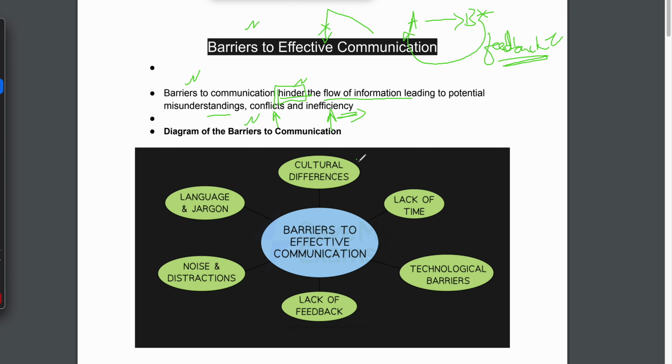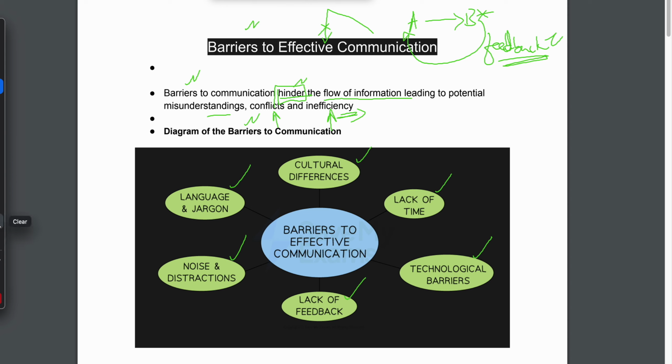So number one of them, we are going to talk about cultural differences. We will talk about lack of time. We will talk about technological barriers. We'll talk again about lack of feedback, as we have mentioned in the intro here. That feedback helps us to enable the communication to be effective, in the sense that the receiver is able to explain back, or is able to comprehend in full what the sender would have said, yeah? We'll talk about noise and distractions, and of course, language and jargon.